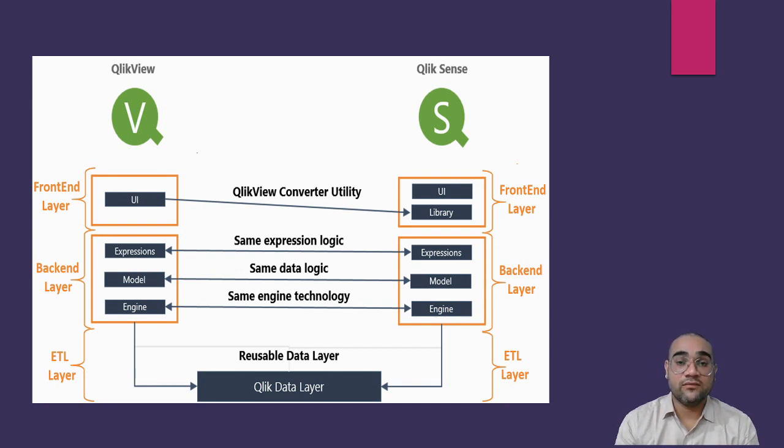The only thing you may need to work on is the UI. When you convert your ClickView dashboard to ClickSense, the individual charts in your ClickView dashboard will be moved to the master library of ClickSense. Once your charts and graphs are available in the master library, all you have to do is drag and drop on the ClickSense screen and create your dashboard. So all you are doing is just dragging and dropping the already existing charts.